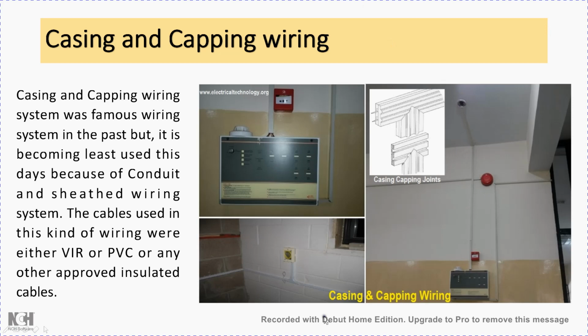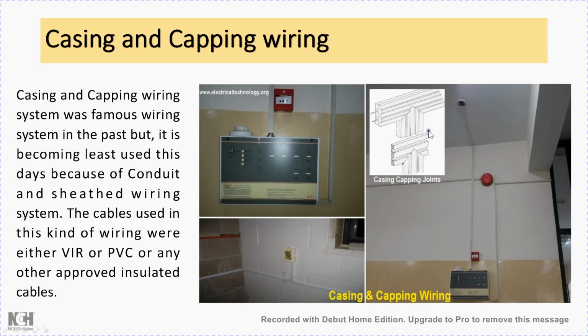Almost all of us are very familiar with this type of casing capping, available in most places, in our college classrooms, etc. Basically, first the casing will be placed throughout the length of the wall wherever we want to make the connections, say here we have a fan connection. At this place first the casing is placed from this switchboard. Then once the wires are placed, the cap will be placed on top of that casing.